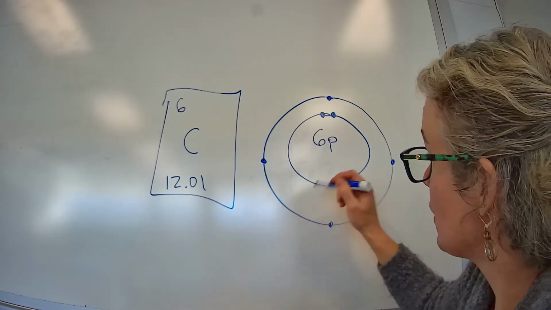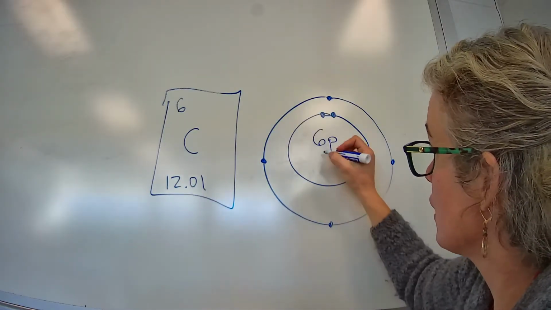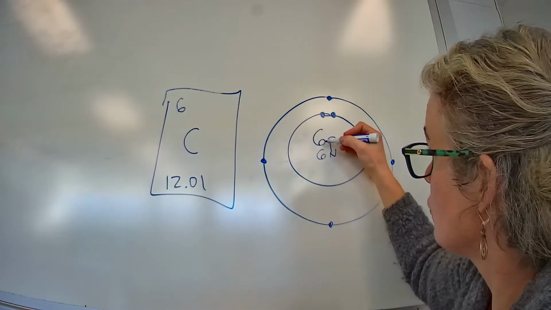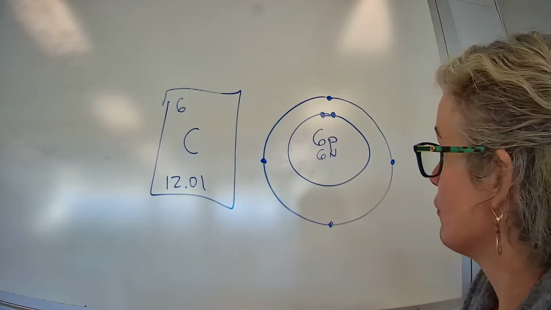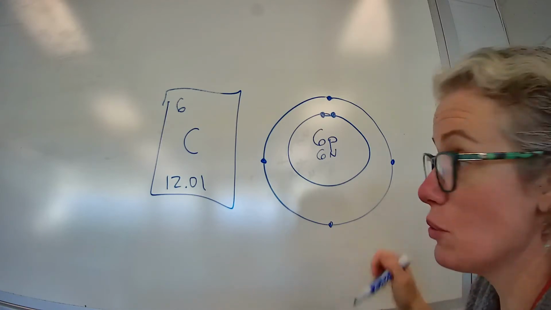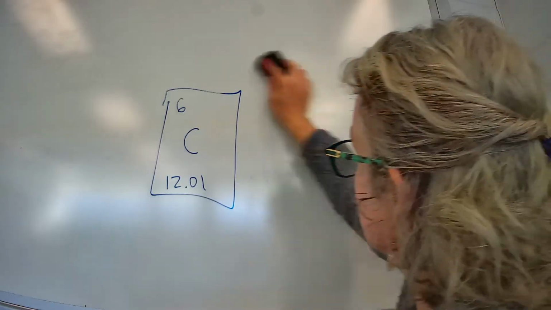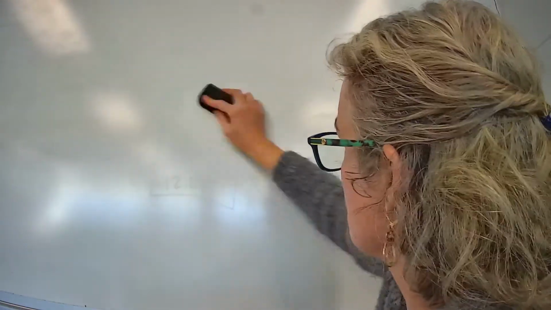Right? Then we need to figure out how many neutrons. Well, this rounds to 12. We already have 6 protons, so 6 plus 6 equals 12. This is called a Bohr diagram for carbon. Let's do another element. Let's do aluminum.